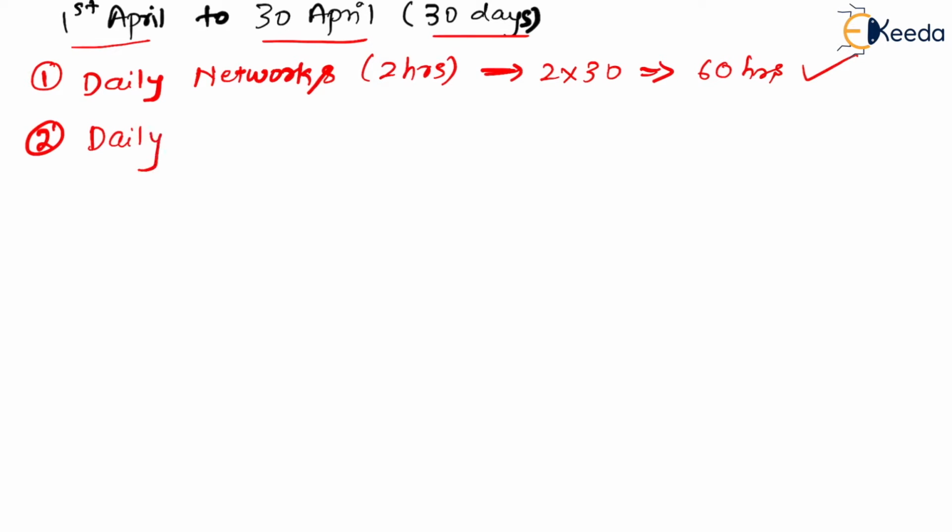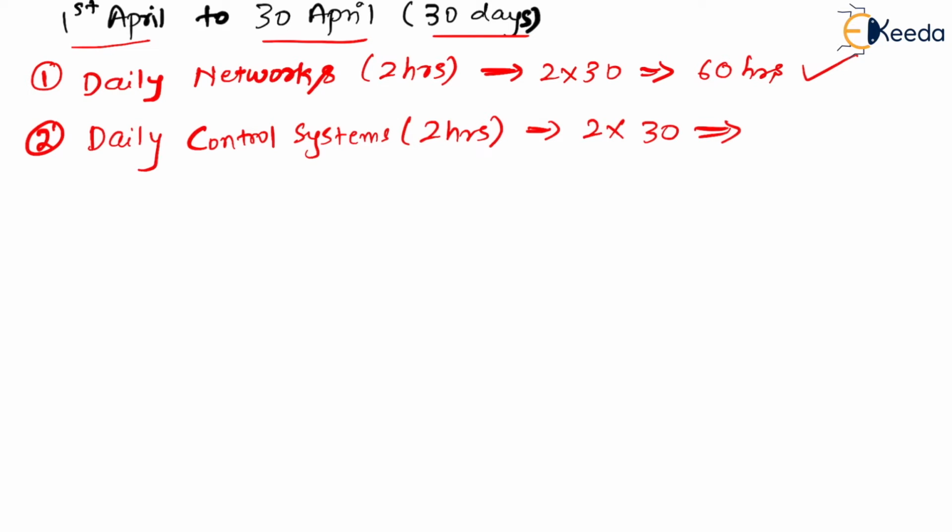Then the next thing you have to do is complete control systems daily. How many hours of control systems, sir? 2 hours of control systems daily. In the sense, 2 into 30, at the end of 30 days, that is on 30th April, you are going to get 60 hours of control systems content also completed. So by the end of April 30, your networks as well as control systems will be completed.